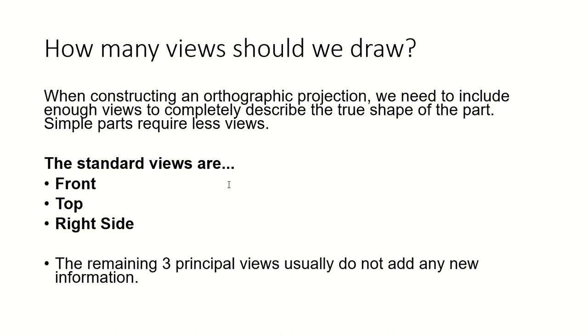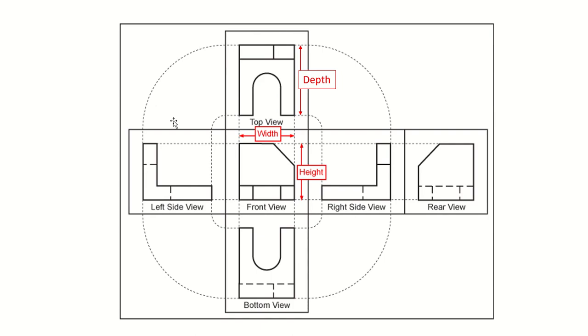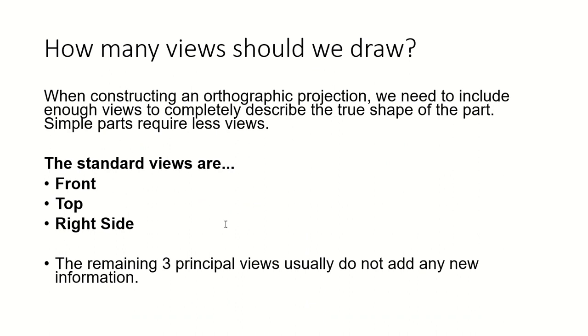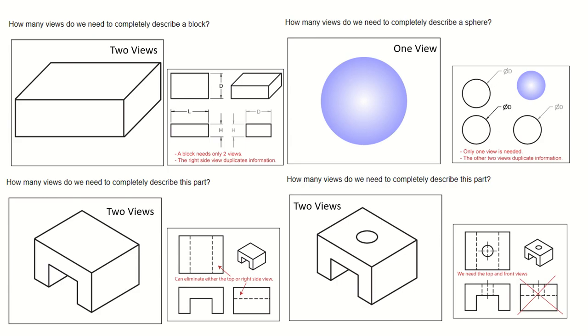So what are the enough views? Your views have got to contain the information of that object. So what is the information? Your depth, your width, your height. So that's what we need. As long as you choose enough views to describe the object containing that information, you're good. You don't even have to draw 3 of them. So let's take a look.